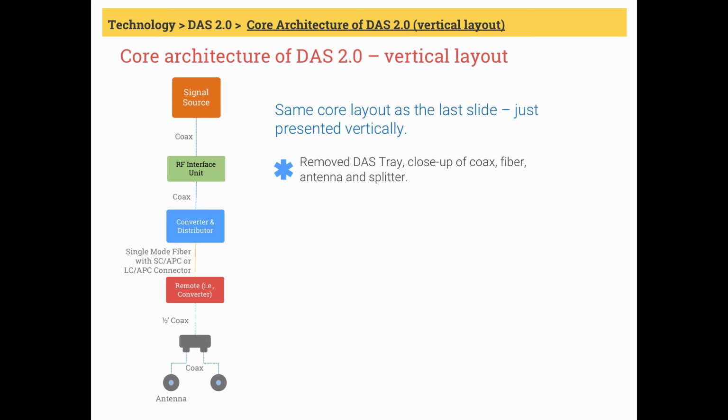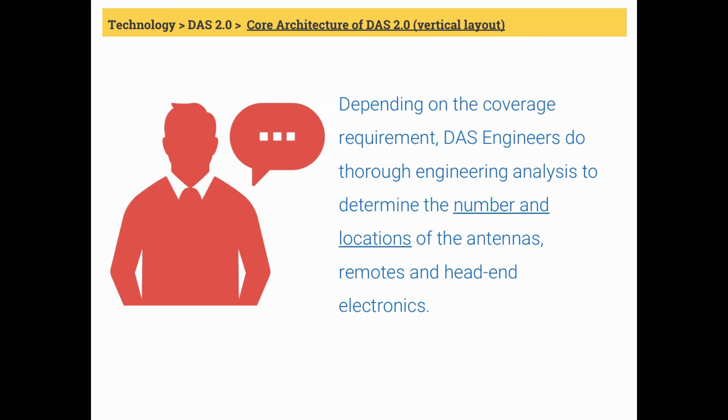You'll find out by next section why I laid this out vertically. It will help you understand the architecture of different DAS platforms. Please keep in mind, depending on the coverage requirement inside the building, DAS engineers go through thorough engineering analysis to determine the number and locations of the antennas, remotes, and head-end electronics. We'll cover the basics of design process later in the course.